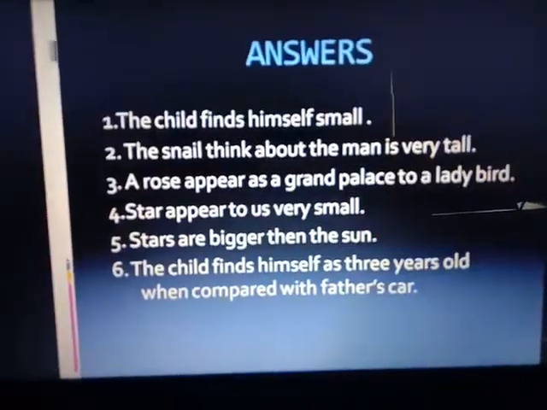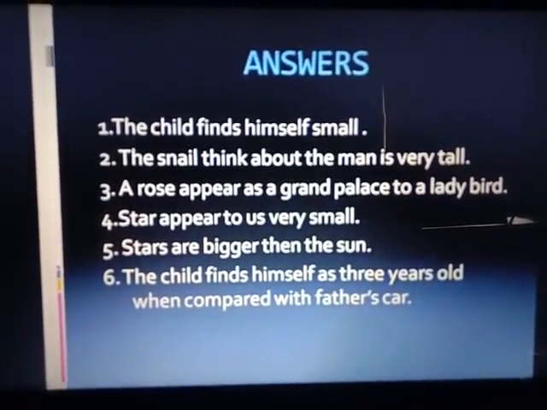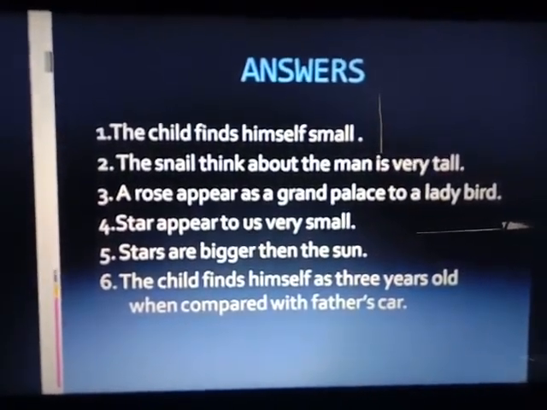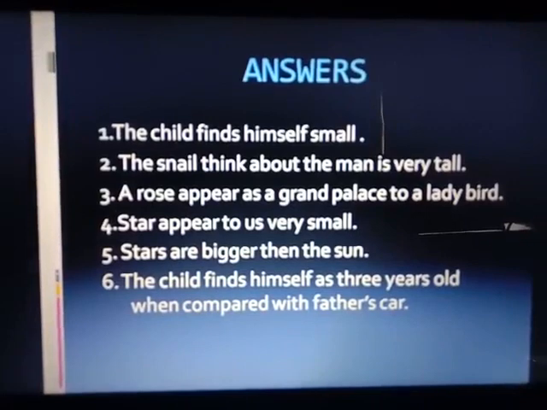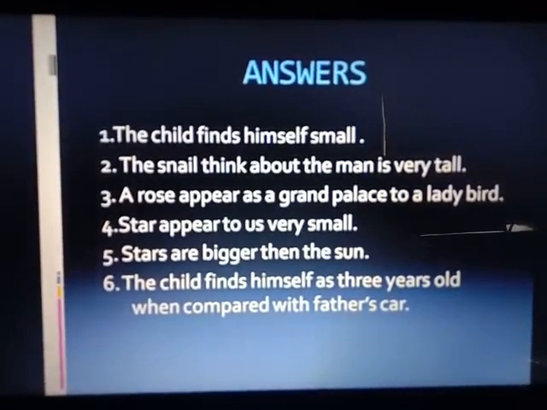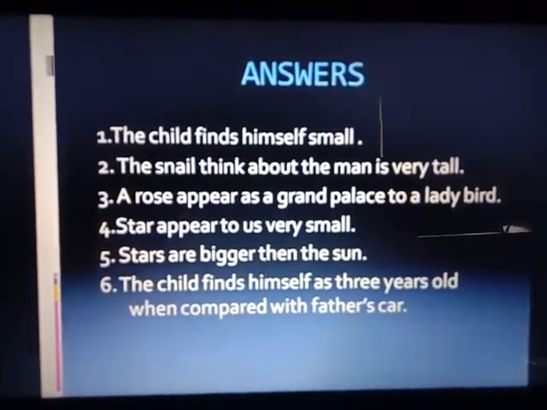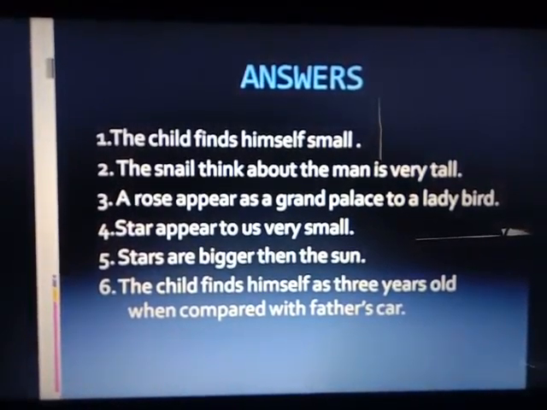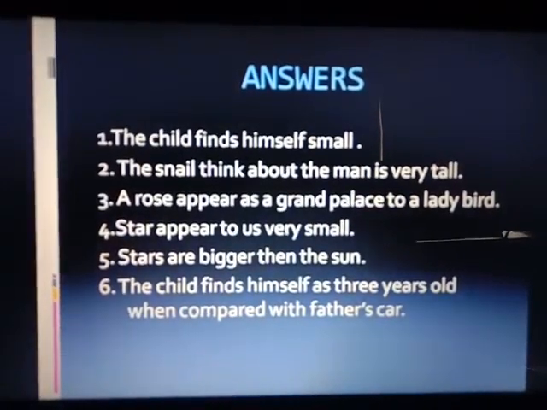Let's see. Here are the answers. So, what was the first question? The first question was, where does the child find itself in comparison with an elephant? The child finds himself small. Second, what would the snail think about the man? The snail thinks about the man is very tall. Third, how would the rose appear to a ladybird? A rose appears as a grand palace to a ladybird. Fourth, how do the stars appear to us? Stars appear to us very small.